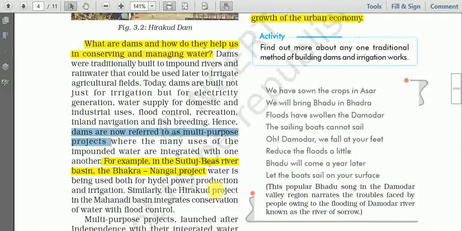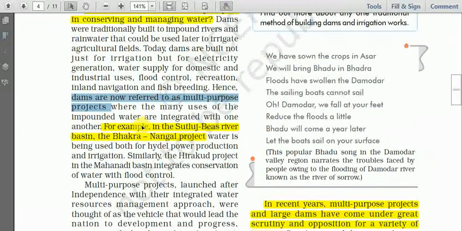Say, for example, in the Satluj Bias River Basin, the Bhakra Nangal project, water is being used for hydropower production and irrigation purposes. Similarly, we have the Hirakud Dam, the Hirakud project in the Mahanadi River, that is in Orissa, which integrates conservation of water with flood control. Now let us see the location.